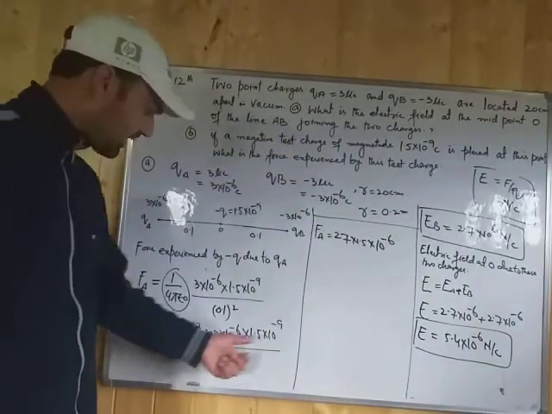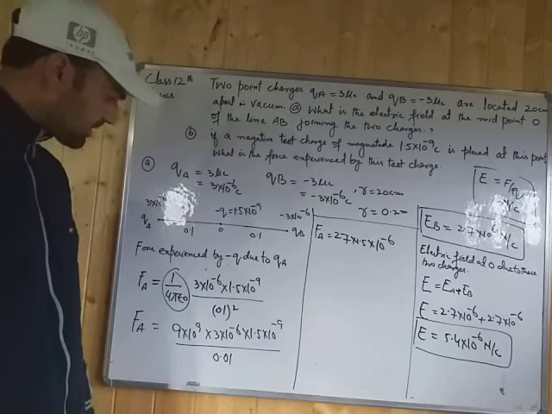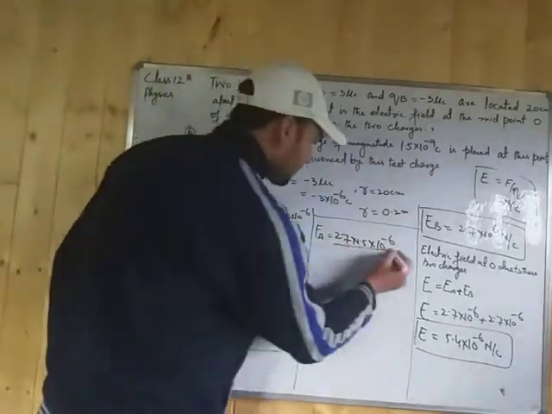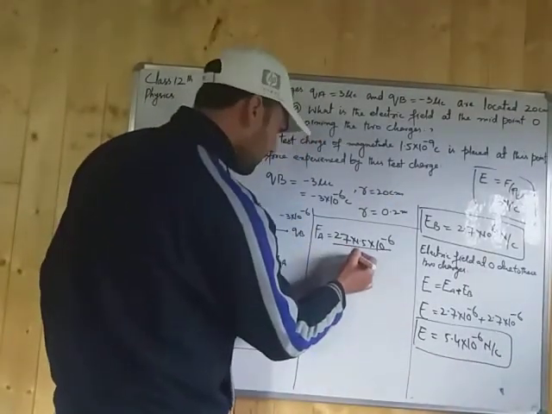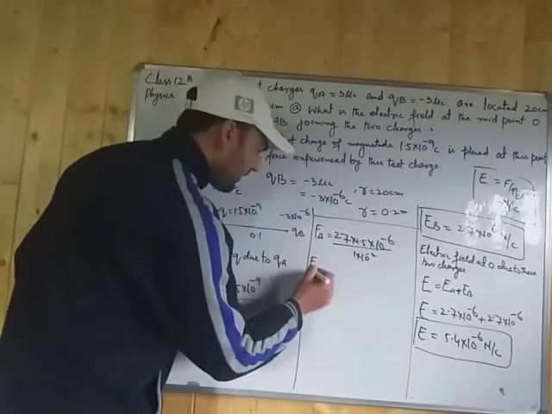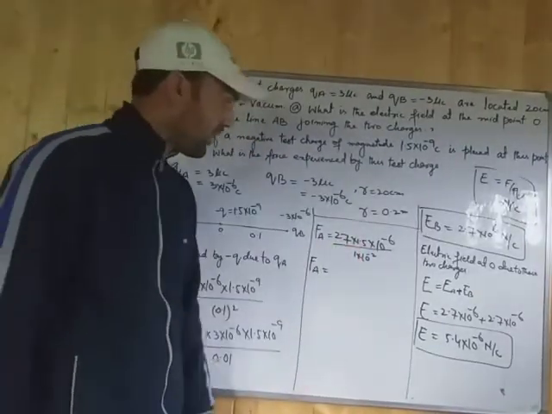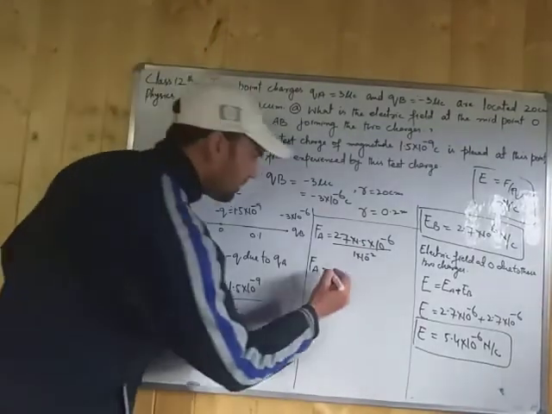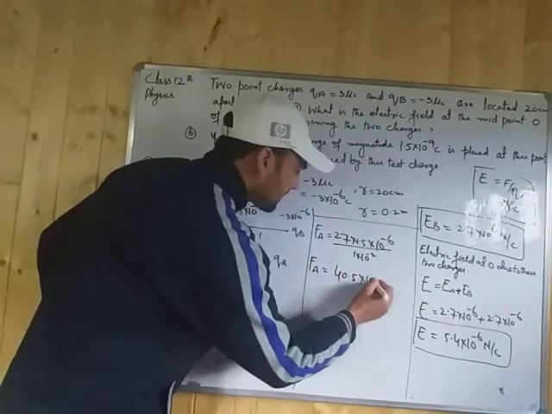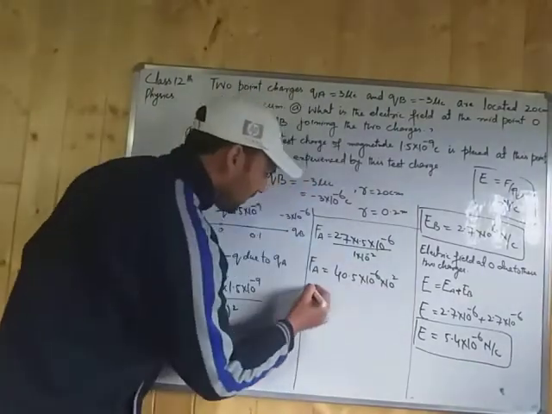So here 10 raised to power 9 and 10 raised to power 9 will cancel. So here it's 10 raised to power minus 6, divided by 1 into 10 raised to power minus 2. So we can write FA is equal to 27 into 1.5, so this will be 40.5, 40.5 into 10 raised to power minus 6 into 10 raised to power plus 2.